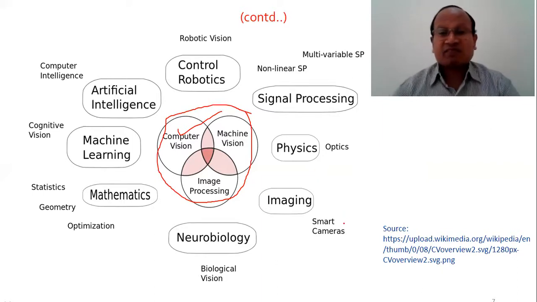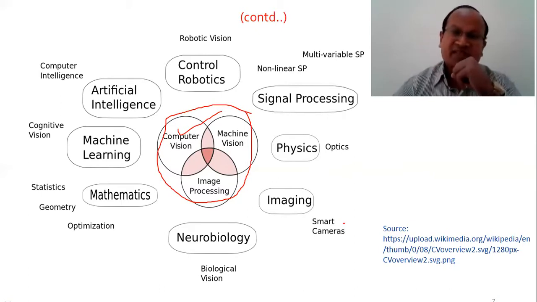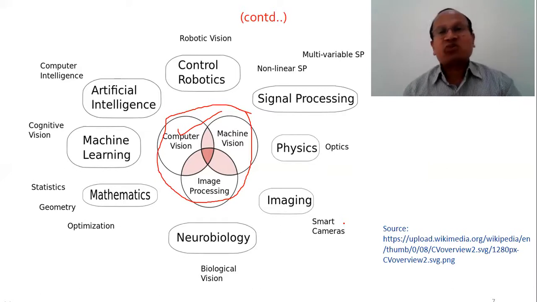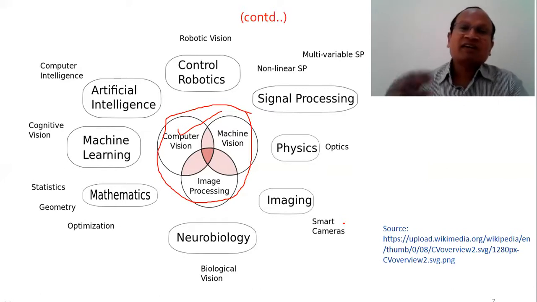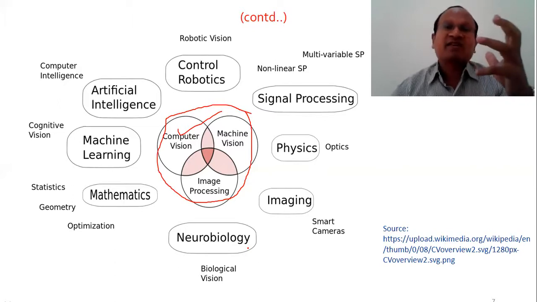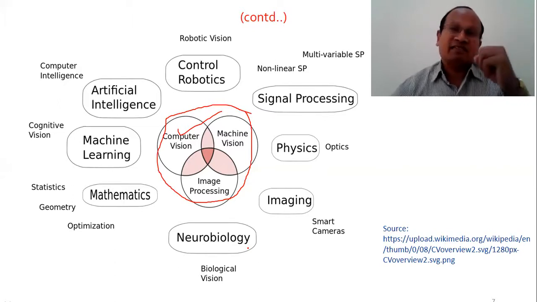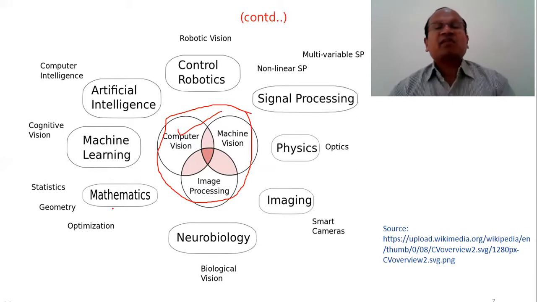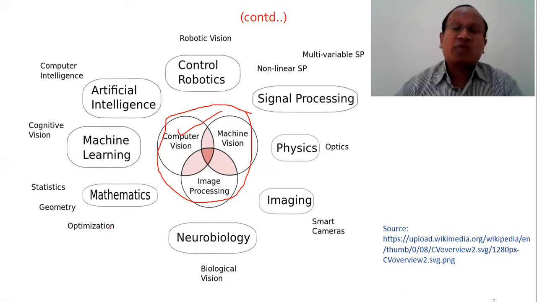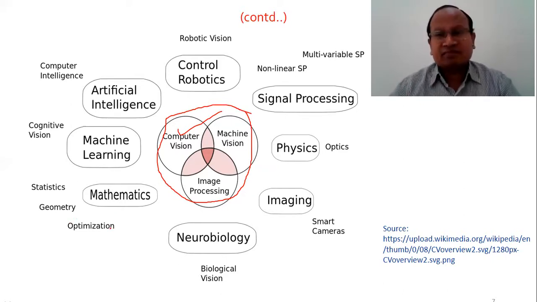Then comes imaging. Now there are smart cameras and smart sensors which have inbuilt AI. Smart means it can distinguish what types of images are to be fed to the computer vision system, or to the computer. Neurobiology, the nervous system, like neural network kind of training, is there. Then mathematics is hugely used. It includes statistics, geometry, optimization.